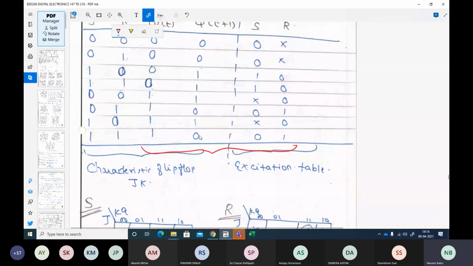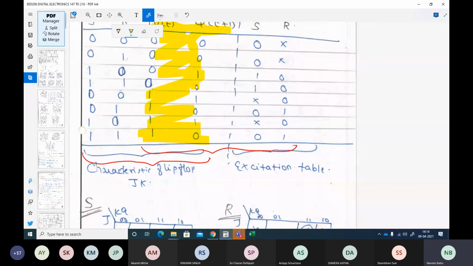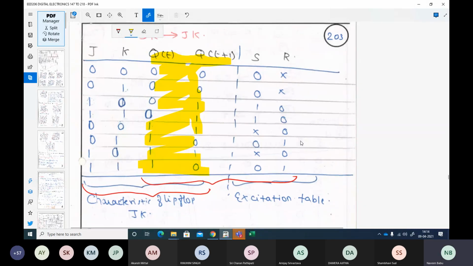So for the characteristic table of the required flip-flop, we use the first four columns. For the excitation table, we use the last four columns. That is why I said that these two columns are the ones that link your JK flip-flop and your SR flip-flop. Now, what is the next step? You have the inputs and you have the outputs. You write the Boolean expression for this column and the output column, especially for the S and R.